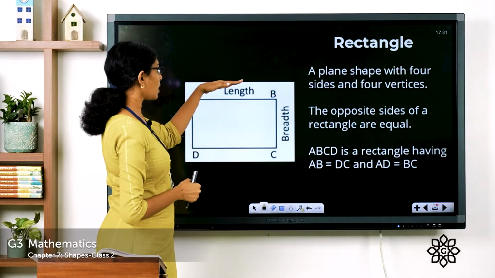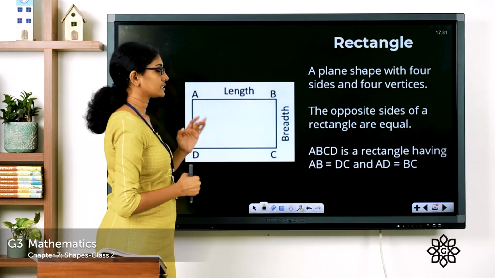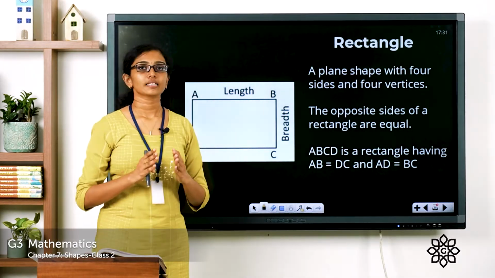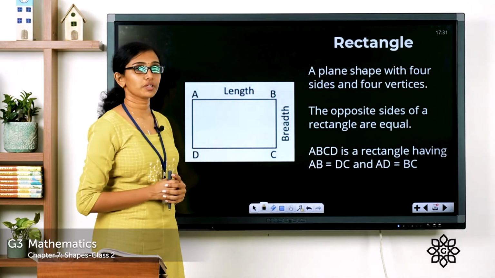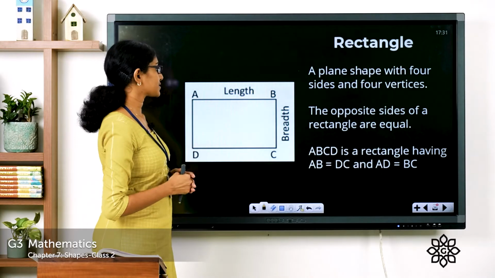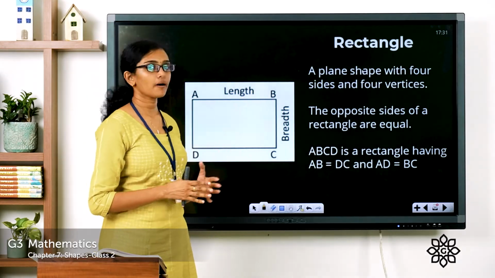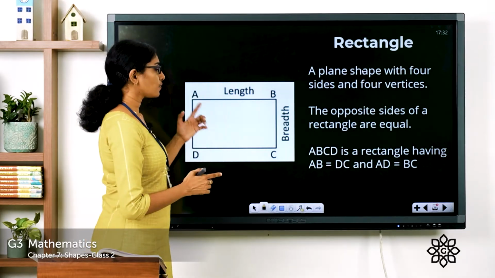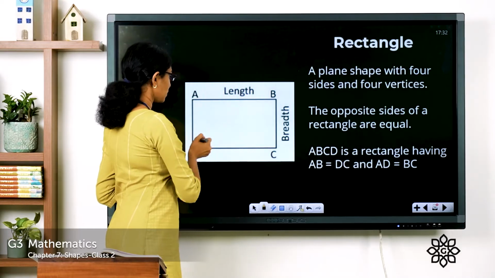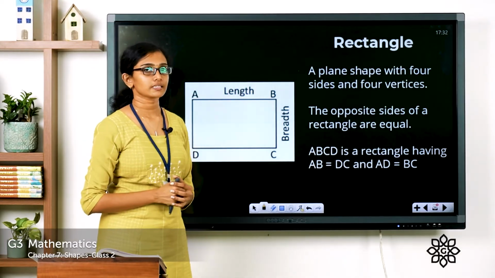And here the opposite sides, this side and this side, and this side and this side, the opposite sides of a rectangle are equal. The side AB is equal to the side DC and the side AD is equal to side BC. So these are the sides. Now what about the vertices? There are 4 vertices for the rectangle. 1, 2, 3, 4. Where 2 edges meet, you get a vertex.